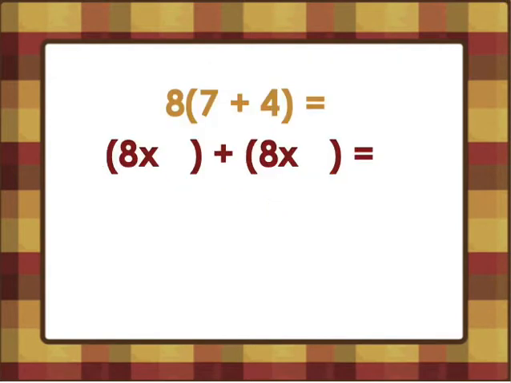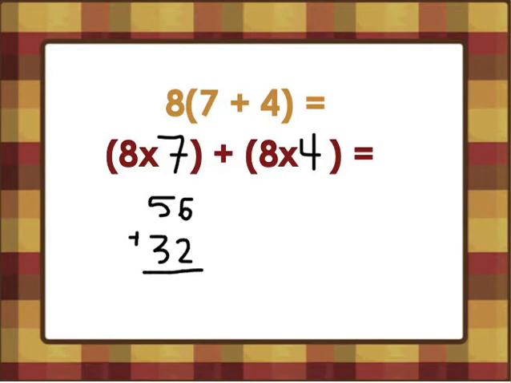So let's try one ourselves. 8 times (7 + 4). To use the distributive property, I rewrite it as 8 times 7 and 8 times 4. I know that 8 times 7 is 56, and I know that 8 times 4 is 32. When I add these together, I get 88. So 8 times (7 + 4) is 88.